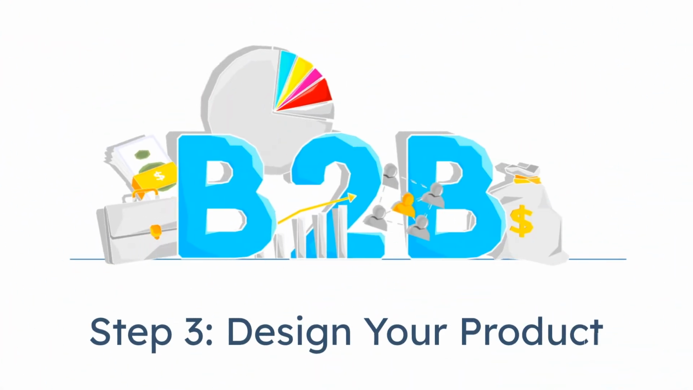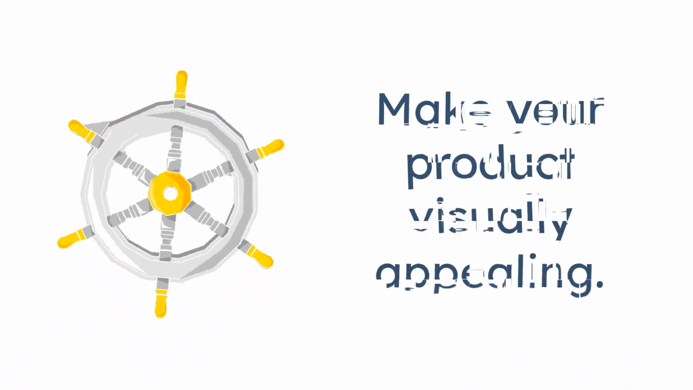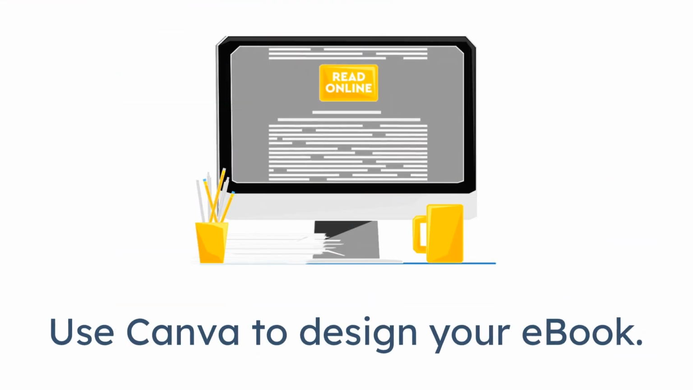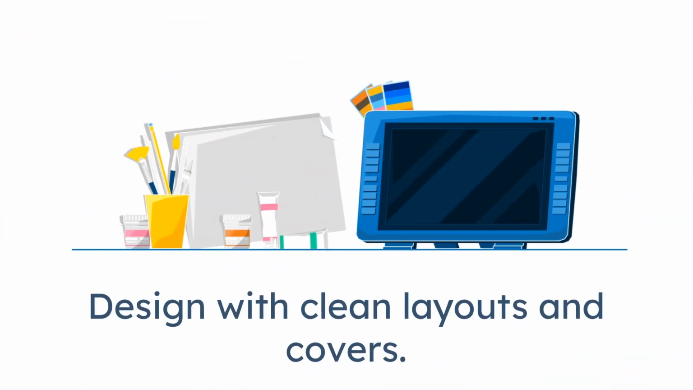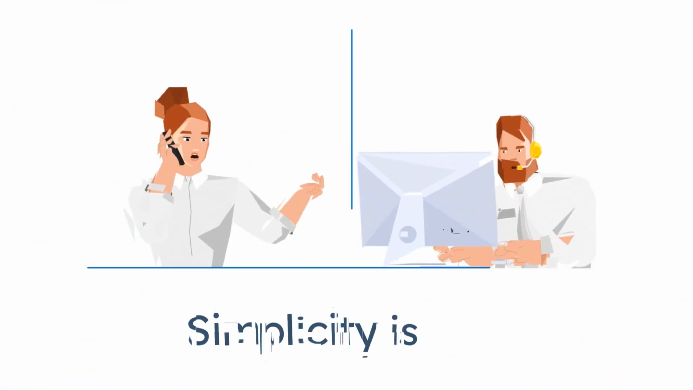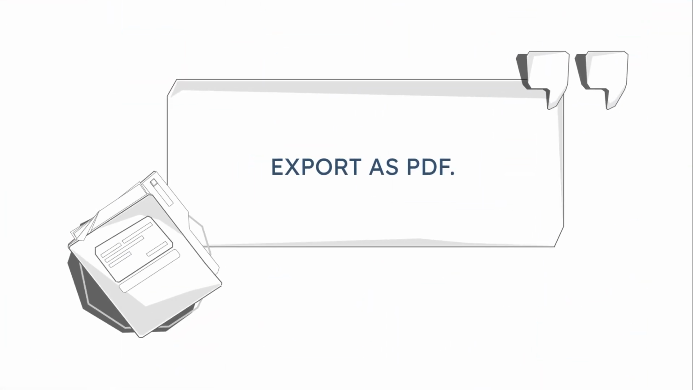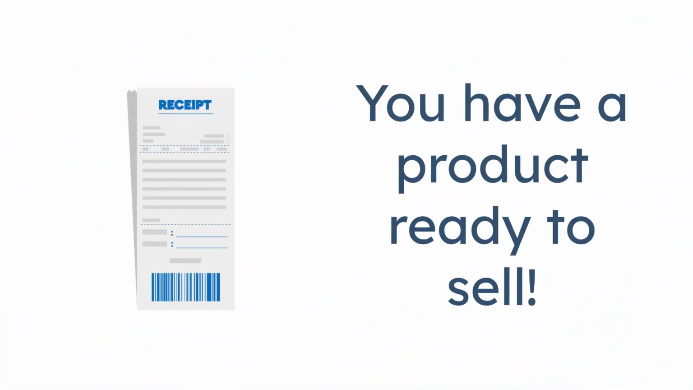Step 3, design your product. Now let's turn it into something that looks great. Open Canva, select an ebook template, and copy-paste your content. Design a clean layout, add a nice cover page, maybe include icons or illustrations. Keep it simple but professional. Then export the finished file as a PDF. Congrats! You now have a digital product ready to sell.